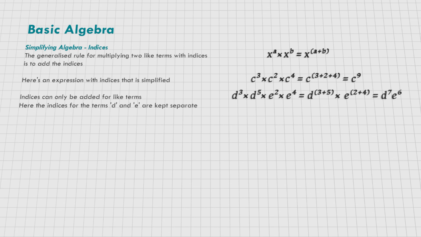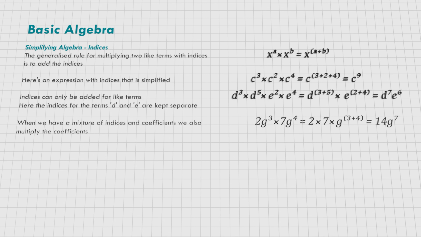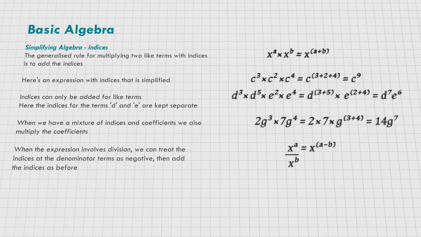Indices can only be added for like terms. Here, the indices for the terms D and E are kept separate. When we have a mixture of indices and coefficients, we also multiply the coefficients. When the expression involves division, we can treat the indices of the denominator terms as negative, then add the indices as before. Here's an expression with indices that is simplified.